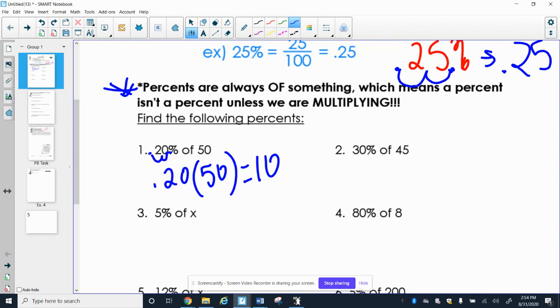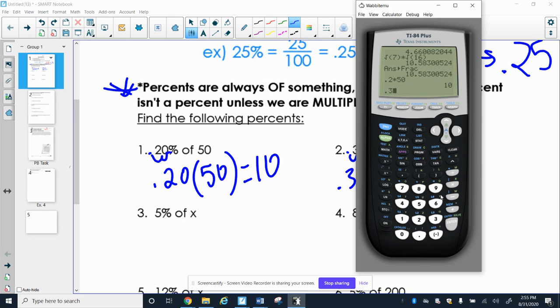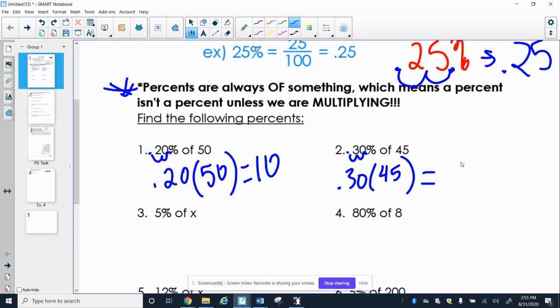Try to use some common sense as you're doing these. 20% of 50, well, that would make sense if it was just 10. If you got a number like 100, well, that would be problematic. If the percent is less than 100%, the answer should be less than your original number. Next we tried 30% of 45. Our decimal's at the end, move it over 2 places. It's the same thing as 0.30 times 45. 0.3 times 45 is 13.5.